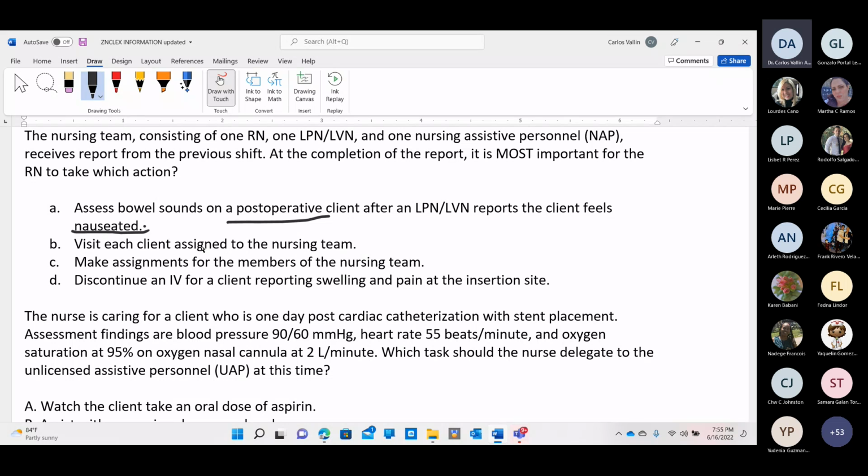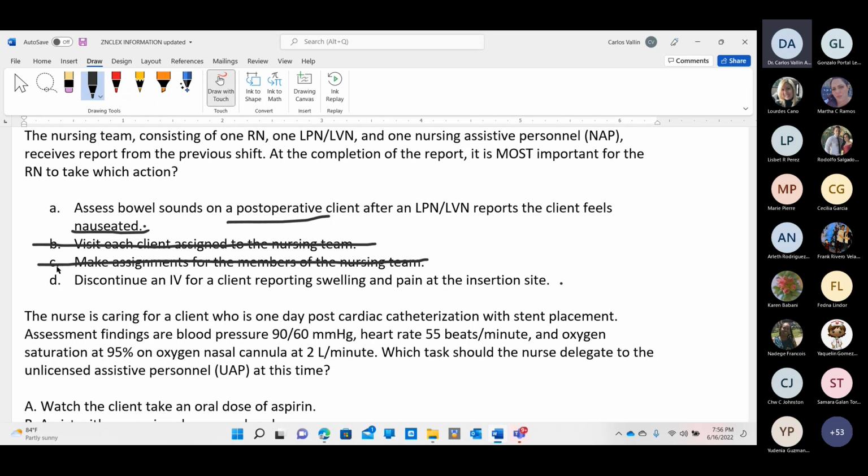Two: visit each client. So make your round. Visit each client assigned to see how the clients are. Somebody gives you the shift report verbally, tells you the clients that you have assigned, and then you make a round, room by room, presenting yourself and seeing how the clients are. Three: make assignments for the members of the nursing team. You are responsible to assign patients to the LPN and patients to the UAP. And four: discontinue an IV for a client reporting swelling and pain in the insertion site. Obviously you can rule out the round because you can wait. Obviously you can rule out the administrative part because the patients go first.